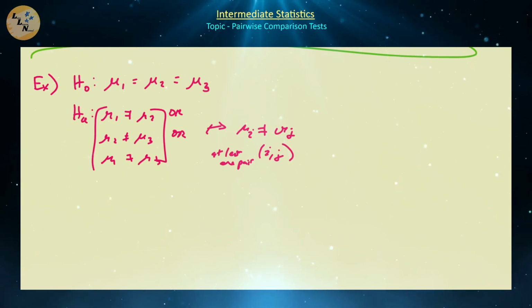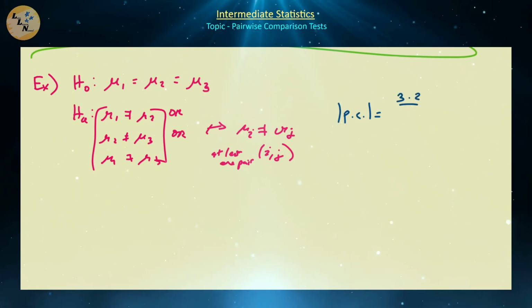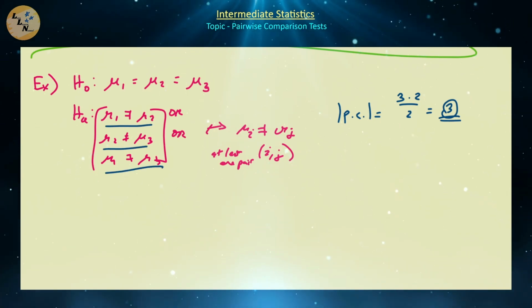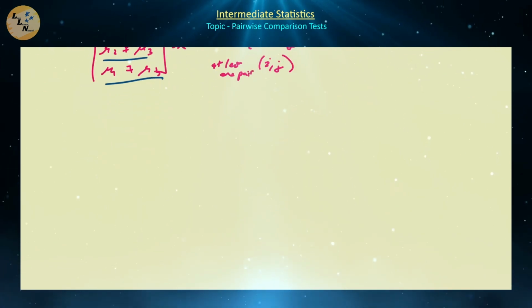So how many pairwise comparison tests do we need to conduct here? The number of pairwise comparison tests in this case is going to be equal to 3 times (3 minus 1) divided by 2, which is equal to 3. So we just need to do 1 versus 2, 2 versus 3, and 1 versus 3, and then we are done. So let's also assume that each of these populations, 1, 2, and 3, are all normally distributed so that a t-test will be appropriate in testing the equality of each of these means.